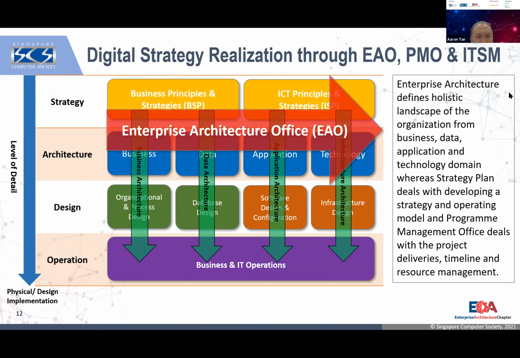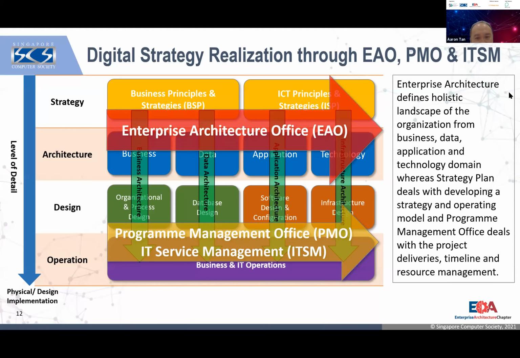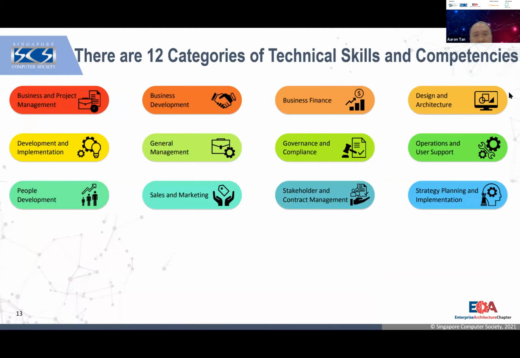That's very, very important, because for the strategy, there are 2 parts. One, they call it business strategy. The other one is IT strategy. So we need to make sure that these are well balanced. And the bottom part, the execution part, is where the PMO and ITSM are ensuring that the architecture can be realized, the strategy can be realized, and the support is provided in terms of meeting the service level agreement. So these are the 12 categories of the technical skill and competencies defined under the so-called skill framework.